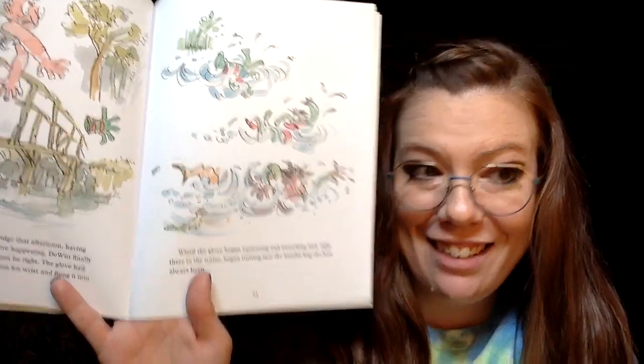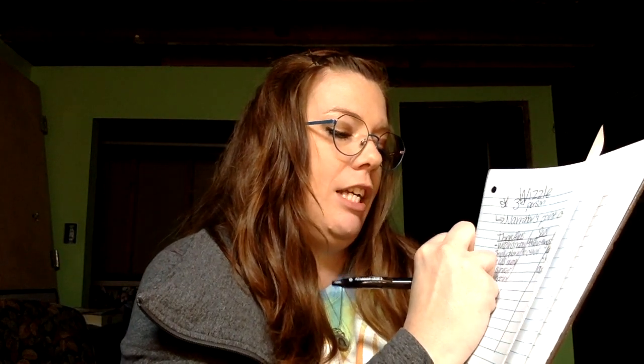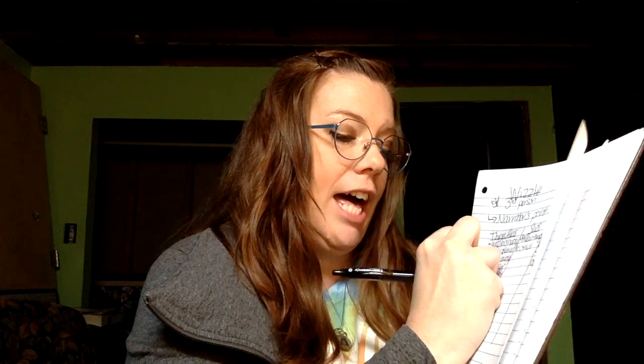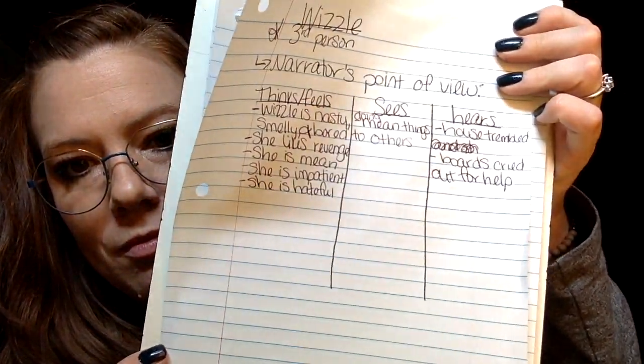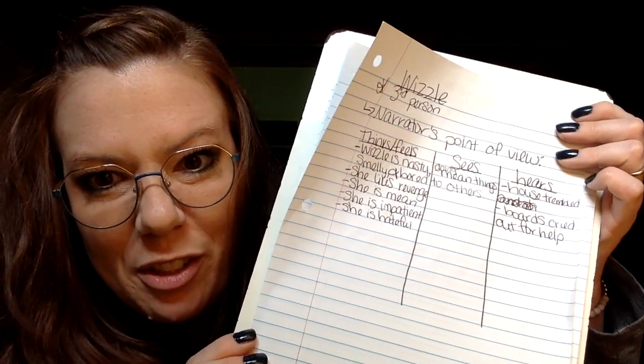How does the narrator describe her? Hateful. Right? So the narrator is showing us that he or she feels that Wizzle is hateful. So we're going to write, she is hateful. That is what the narrator told us. So we're getting a lot of think and feels, aren't we? But just wait. There is a turning point in this story.